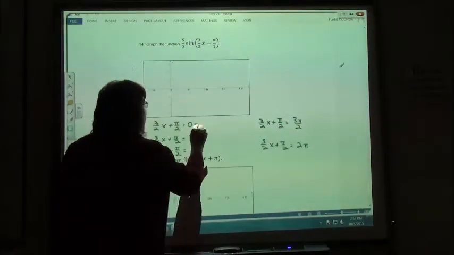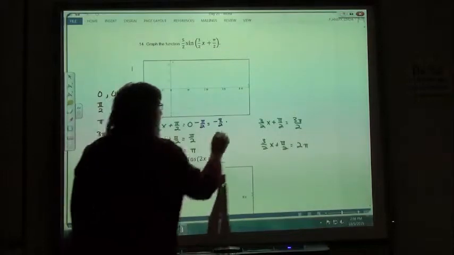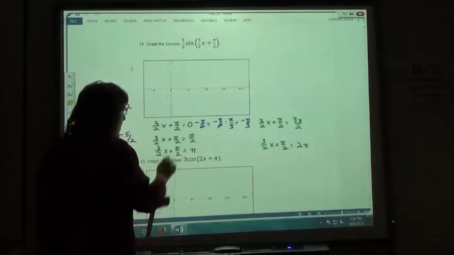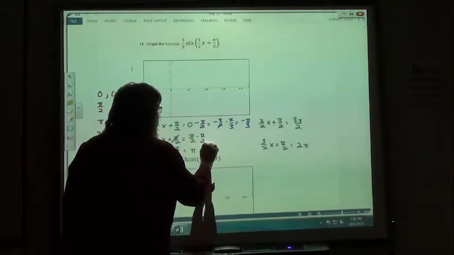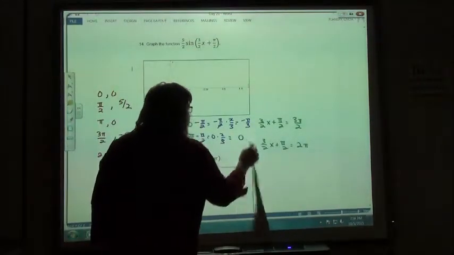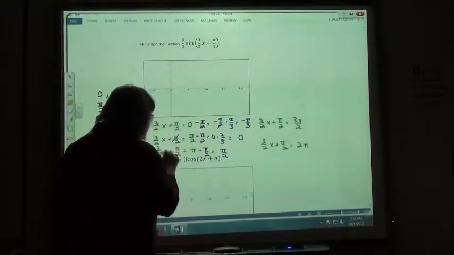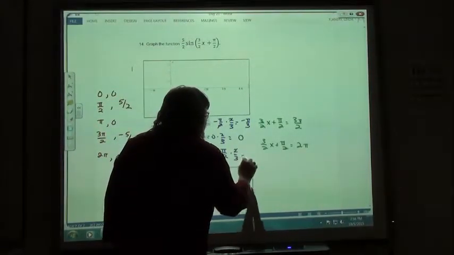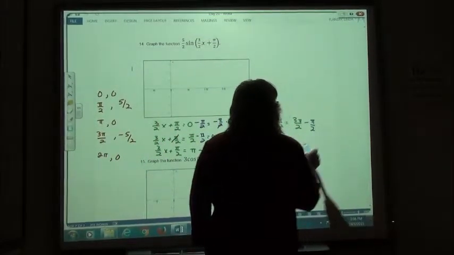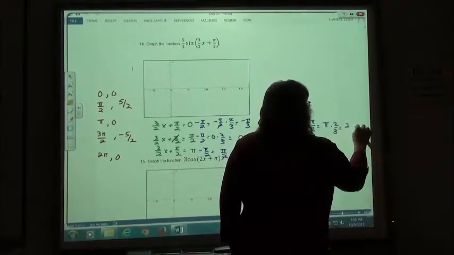I am going to go ahead and subtract my pi over 2, which would be negative pi over 2, and multiply by the reciprocal 2/3. So I'm going to get negative pi over 3. This one, I'm going to subtract my pi over 2, which is 0, multiply by my 2/3, which is my reciprocal. I'm going to get 0. Here, I'm going to subtract my pi over 2, which is pi over 2, multiply by my 2/3, so I get pi over 3. This one, I'm going to subtract my pi over 2, so I get 2 pi over 2, which is this pi, times my 2/3, so 2 pi over 3.